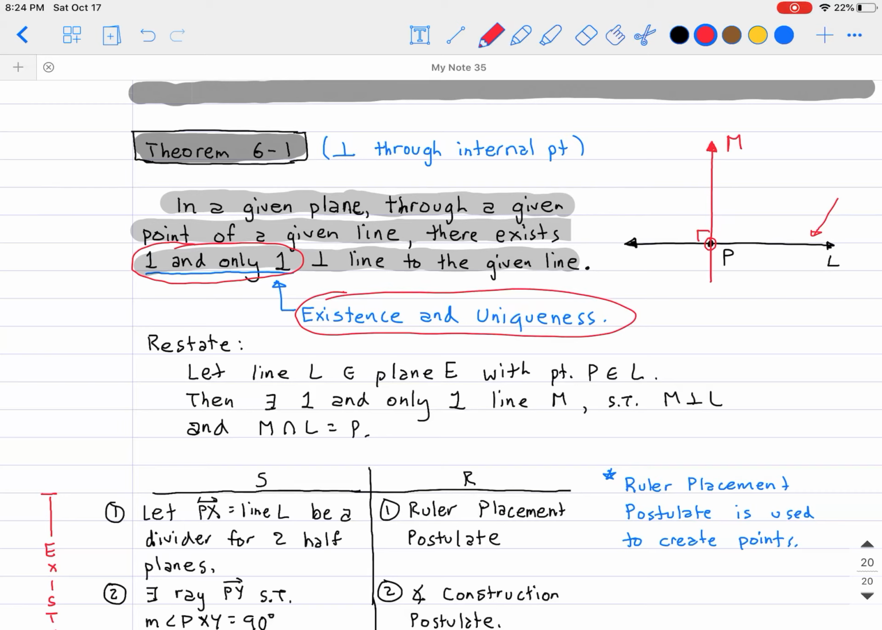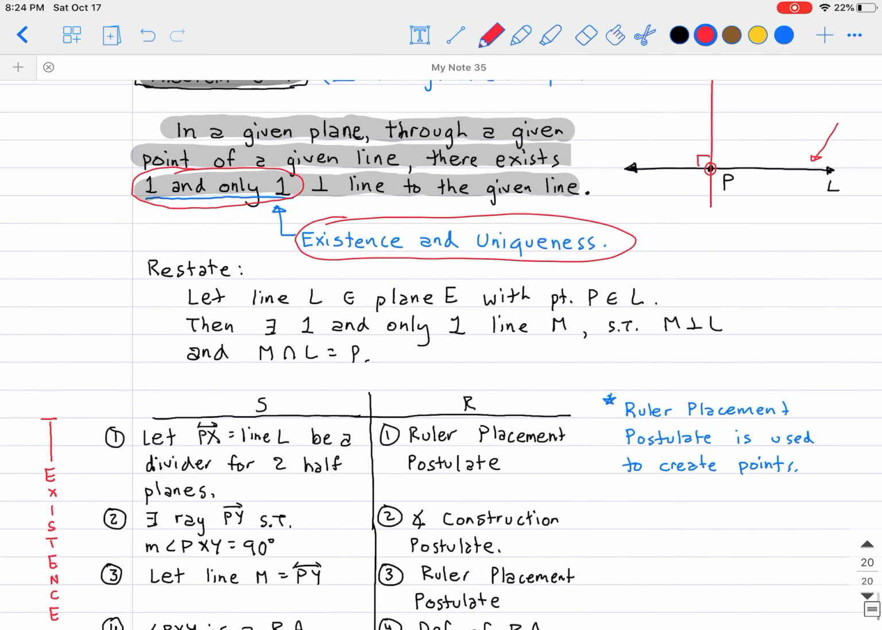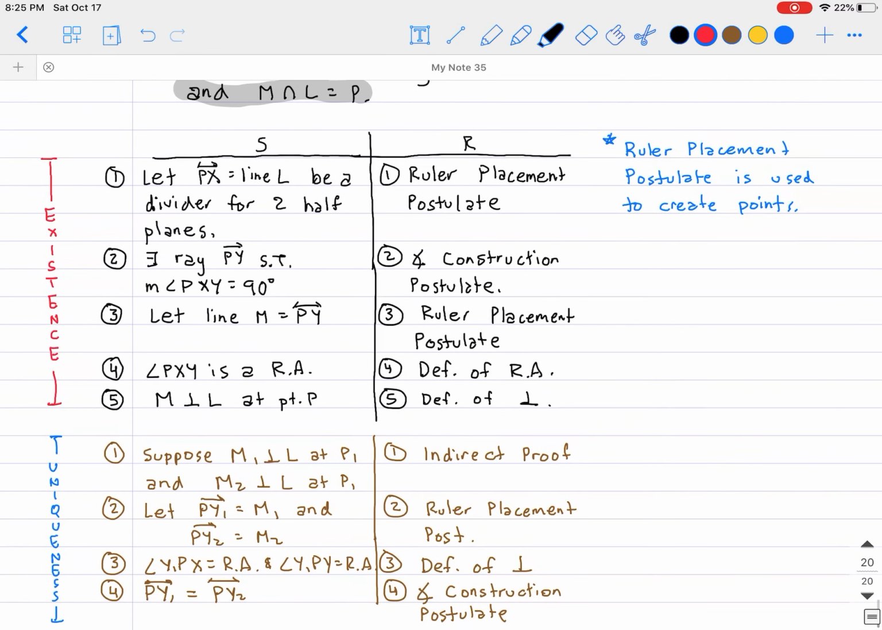Now, because of this one and only one, we have to prove existence and uniqueness, as we mentioned a while back. That means there are basically 2 tiers or 2 layers to this proof. First, I wrote it as a restatement underneath, if you want to take a look. Let me reiterate so that we can write a proof according to it. Let line L be in the plane with point P on the line, just as we said. Then there exists one and only one line M such that M is perpendicular to L, and the intersection of M and L is equal to P.